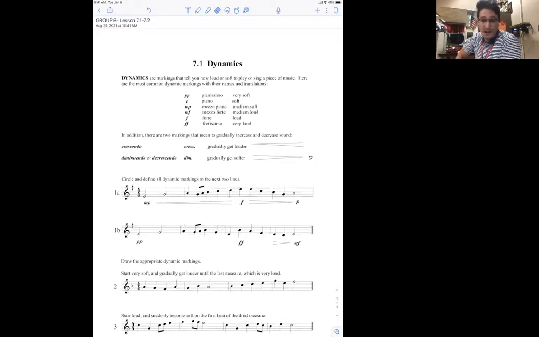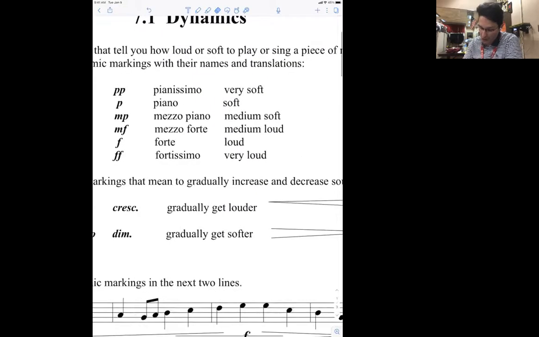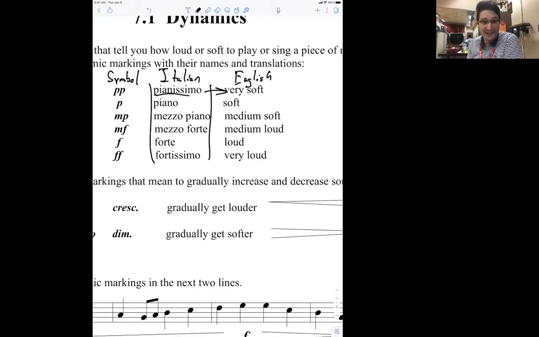So when we're talking about dynamics, we're going to be talking about Italian terms, which we have right here. These are all in Italian. We have the symbol, and then we have the English translation, okay? So pianissimo in Italian literally translates to very soft. And the symbol that we put with that is the double P there. Now, piano is the symbol with just a P, and that means soft.